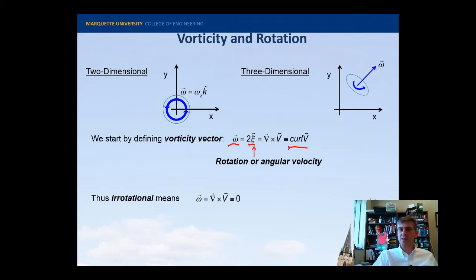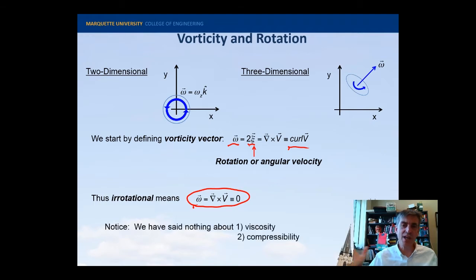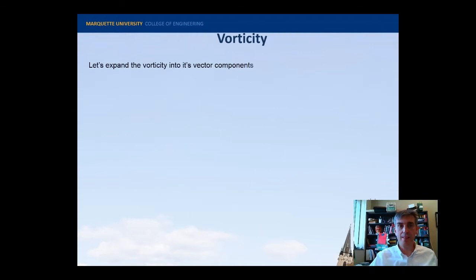So to say that something is irrotational is to say that the rotation or the vorticity is zero. So all irrotational flow means is that it satisfies this equation here, del cross v, or the curl of v, is equal to 0. Notice I haven't said anything about the viscosity or the compressibility of the flow, just simply that flows that are irrotational satisfy del cross v equal to 0.